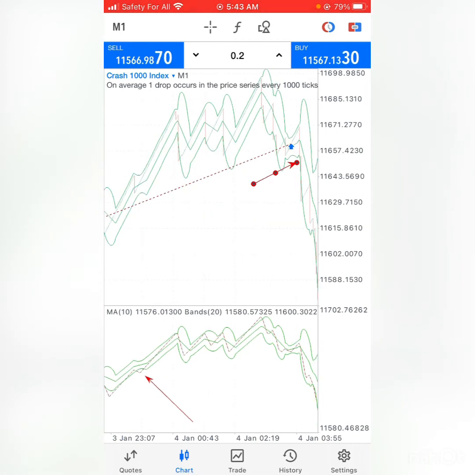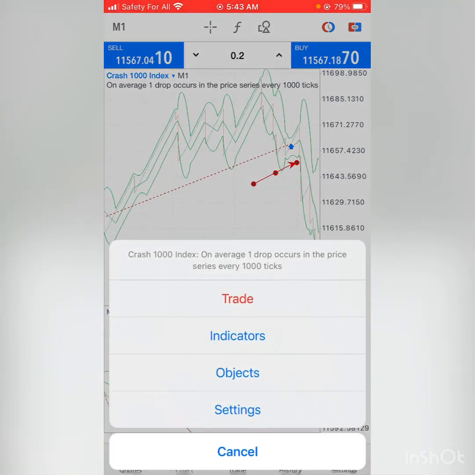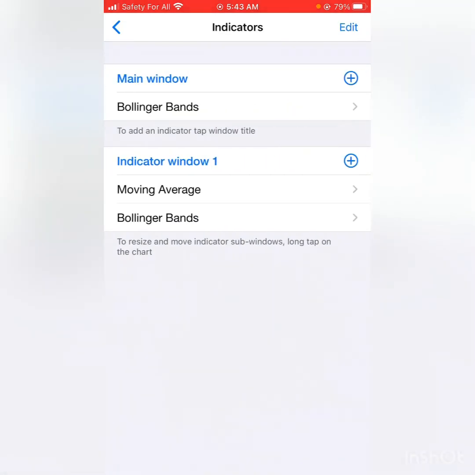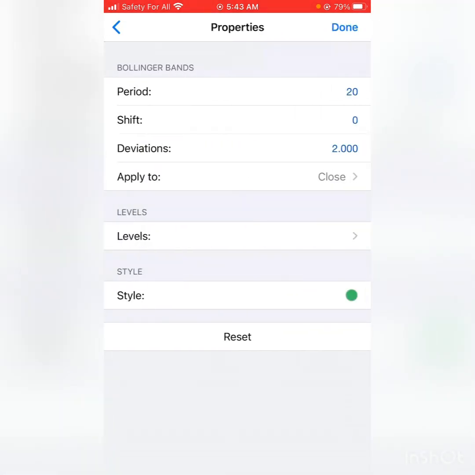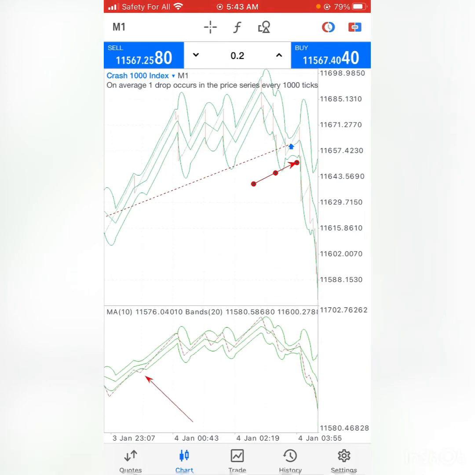Don't forget this. Now, I'll be sharing the indicators that I use with you. The first on my list will be the Bollinger Band. These are the settings: normal, period 20, shift 0, deviation 2. Don't forget, you can pause the video to check the settings clearly. Once you're done, you click on done. This pops out. This is the upper Bollinger Band, the middle, and the lower Bollinger Band.